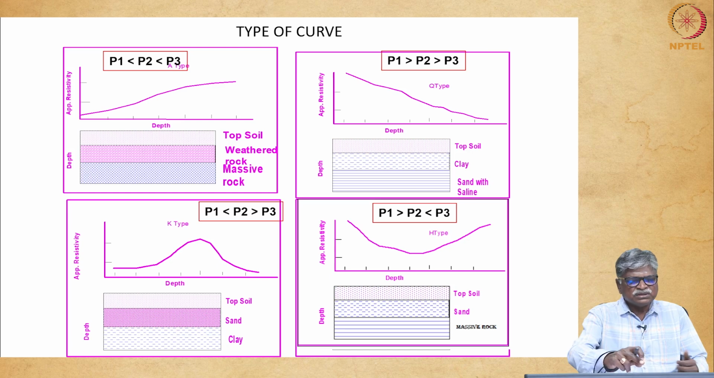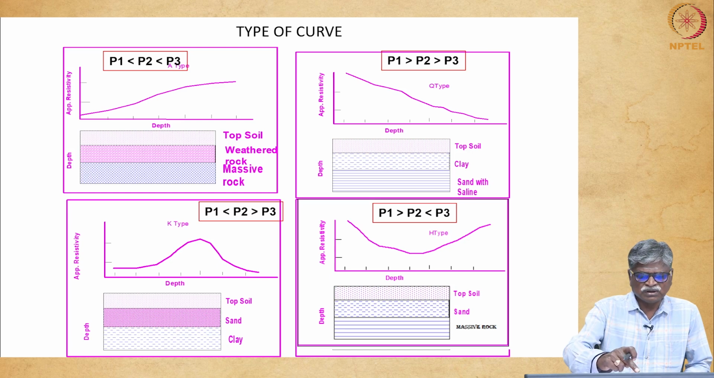This type of curve will come in hard rock areas: topsoil, weathering and massive rock. If it is an increasing trend, that is a hard rock area. Then the K type. The K type is almost always sedimentary. It is soil, then again sand, then clay.